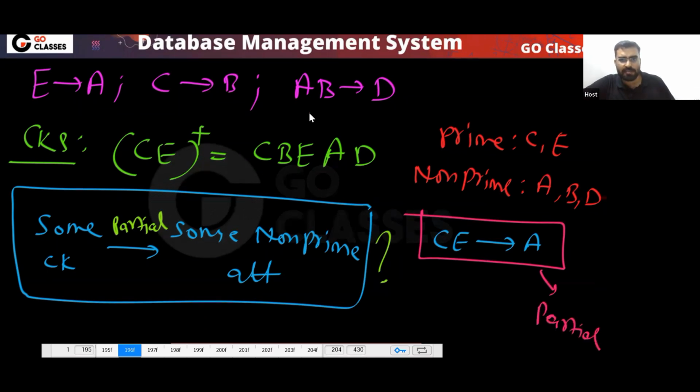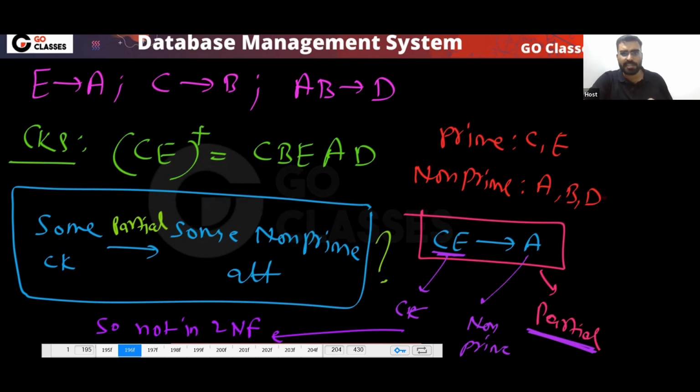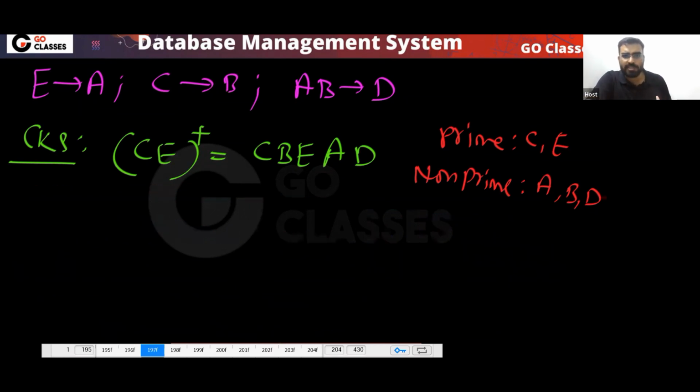So what can I say? You can note this is the candidate key, this is the non-prime attribute, and this is the partial dependency. So this is not in 2NF. Tell me, is this clear? This is one way of checking. What is another way of checking? Find the violation. You can notice that C determining B is the violation.